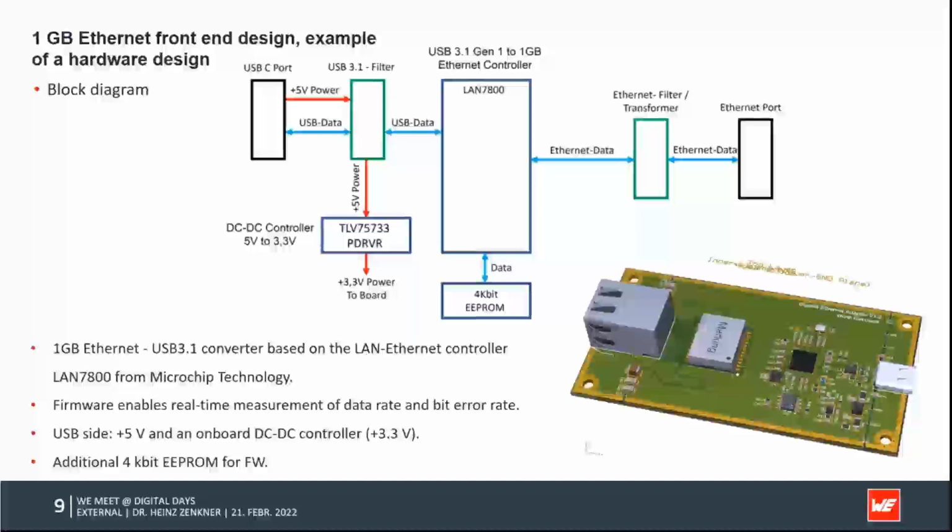The whole thing works with a controller from Microchip Technology, called LAN7800, which is the bridge between the USB 3.1 and the Ethernet. Additionally, we have written a firmware into this chip, where we can measure the data rate and the bit error rate for immunity testing and also for emission testing, so that we see the performance with different cables and different EMC measures I will introduce you to soon. The whole thing is powered by the USB-C port, where it gets 5-volt power.